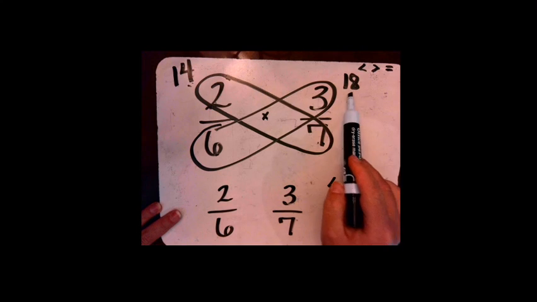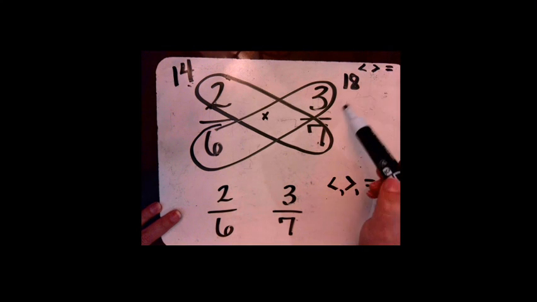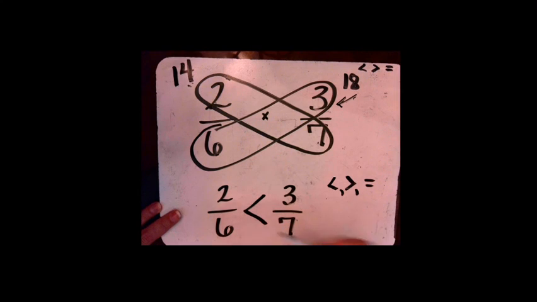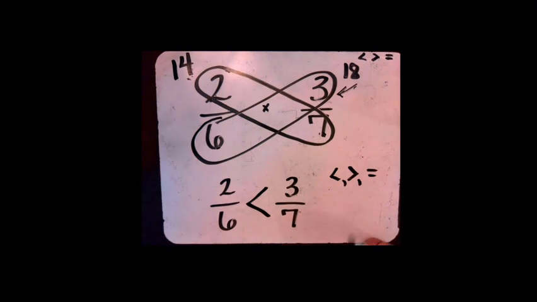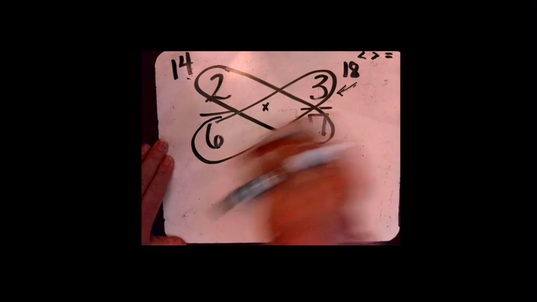The alligator's going to eat the biggest number, which will be 18. That is representing this fraction. So my bigger fraction is 3/7. I hope this is getting a little bit easier for you as we work through some of these. Let's do another one together, okay?